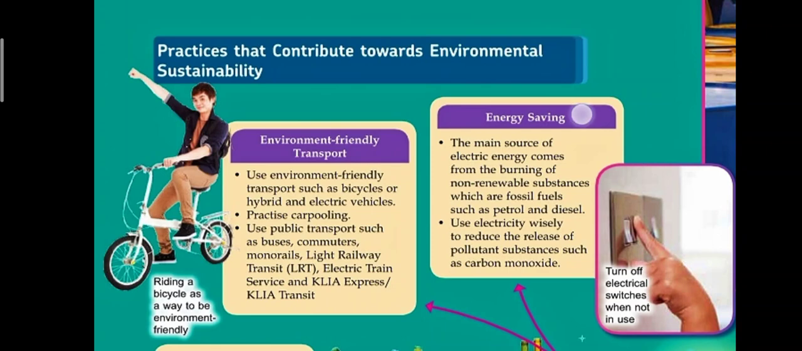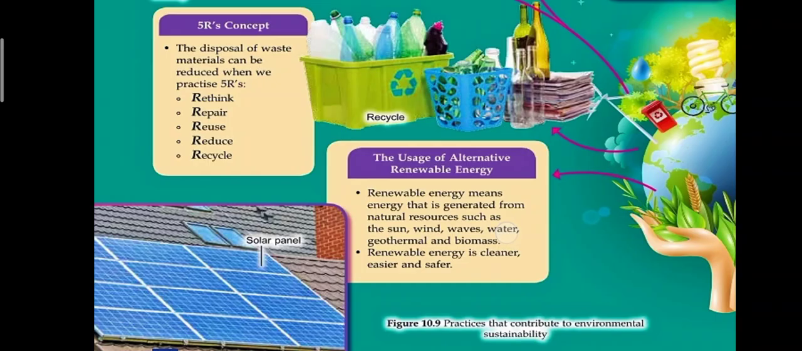Second one is energy saving. Energy saving, the main source of electric energy comes from the burning of non-renewable substance, okay, fossil fuels such as petrol and diesel. So kita kena use electricity wisely lah. Tutuplah semua electric current switch yang tidak digunakan. So energy saving. 5 R's concept. Okay, 5 R's is rethink, repair, reuse, reduce, and recycle.